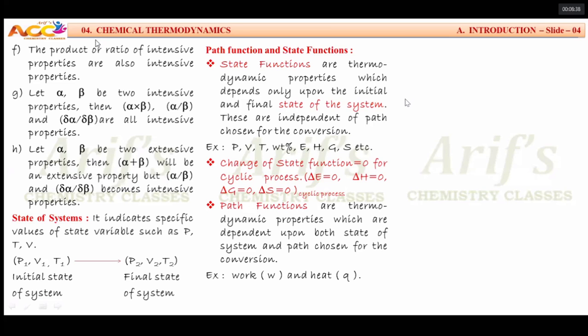Remaining, I am discussing all the properties: pressure, volume, temperature, weight percentage, internal energy, enthalpy, G, Gibbs free energy, and entropy. They are considered as state functions, right? In the case of path function, we have two clear-cut properties available, right? Now the question is, if you are discussing path function and state function.